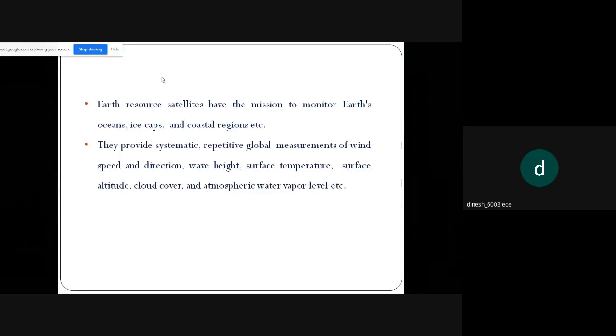Earth resource satellites have the mission to monitor Earth's oceans, ice caps, water bodies, coastal regions, etc. They provide systematic, repetitive global measurements of wind direction, wave height, surface temperature, surface altitude, cloud coverage, atmospheric water vapor level, and the speed of the wind and in which direction it blows. So cyclones and hurricanes can be easily determined, and we can measure at what distance and in which place the hurricane or cyclone is present, by using this Earth resource satellite, which monitors Earth's water bodies majorly.